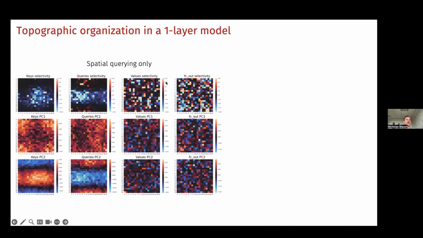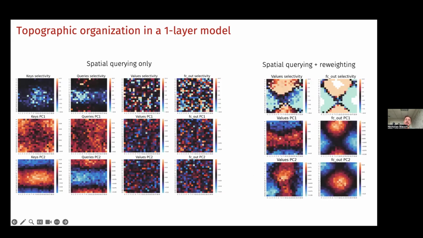What we found is that when we do spatial querying only, we see topographic organization within the keys and the queries, but not within the values and the attention outputs. If we add in reweighting as well, we now see topographic organization in each of these subcomponents of the self-attention, so the values and the FC out also get it. This organization is linked between the keys and the queries, because that's the communication being constrained, and similarly between the values and the FC out because of the local connectivity between them. So it seems to work.